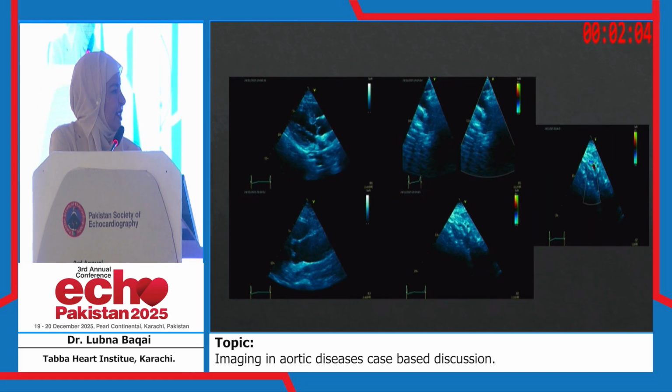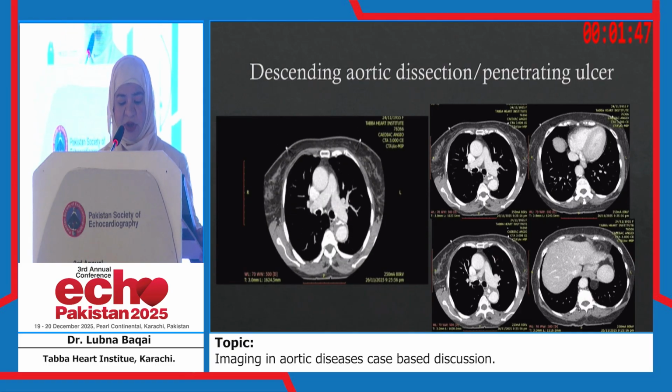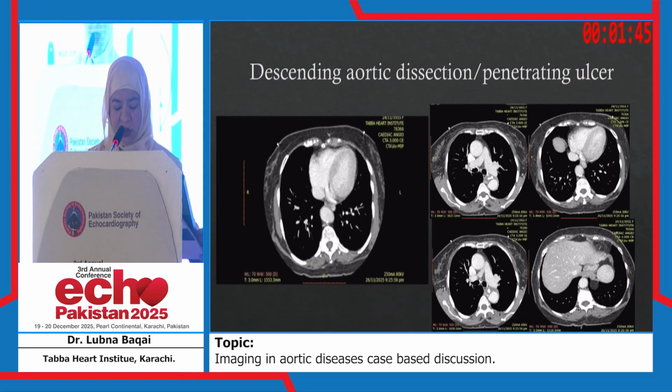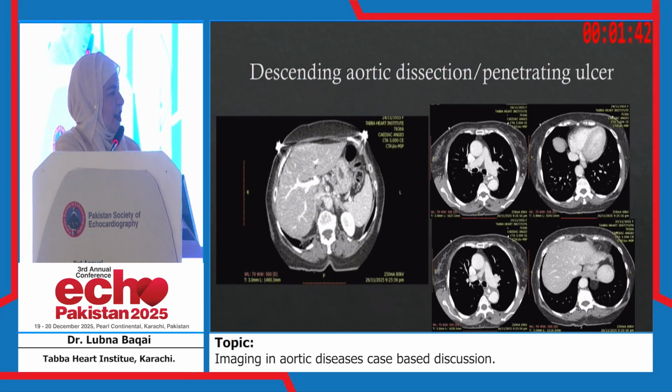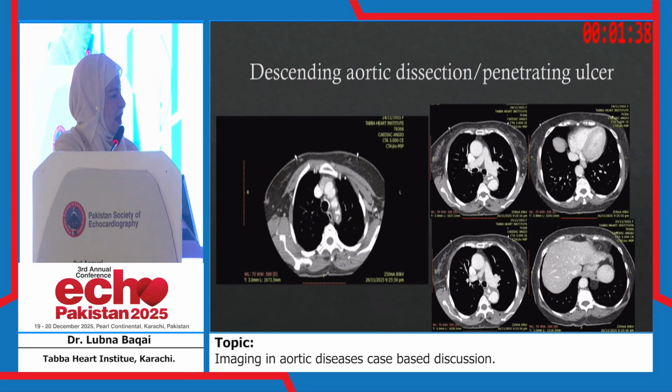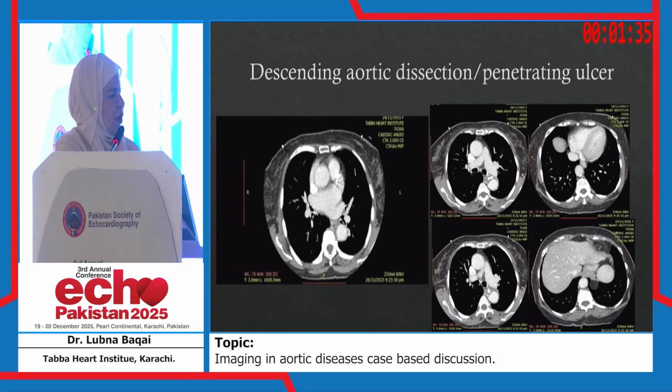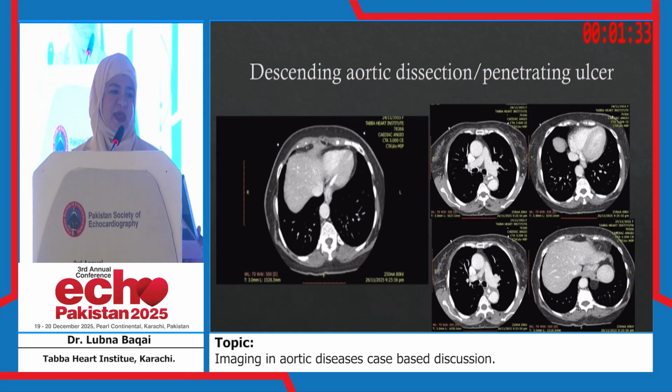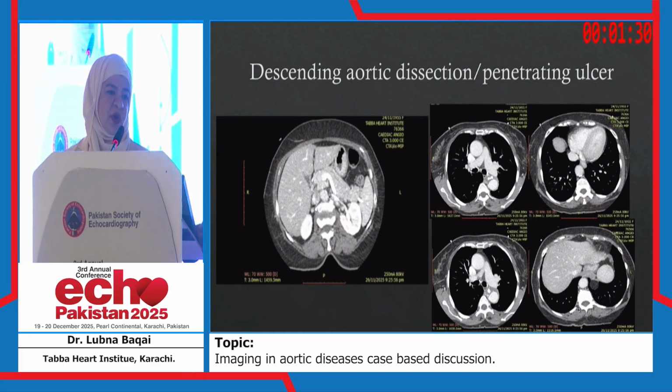You can clearly see there is a mildly dilated ascending aorta, no other significant abnormality either in the ascending aorta, the arch, or the abdominal aorta. So we proceed for the CT as the pain was very severe and radiating to the back, to rule out other pathologies also. You can clearly see there is a descending aortic dissection with a penetrating ulcer in a limited part of the descending aorta. There is no abnormality in the ascending aorta as well as the abdominal aorta. That's why this was missed on the echo, because this part is not usually visualized on the echo.